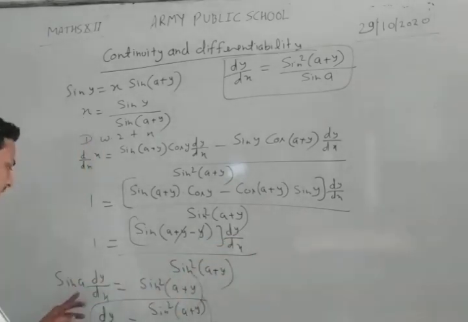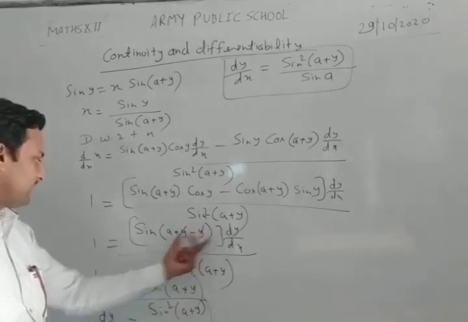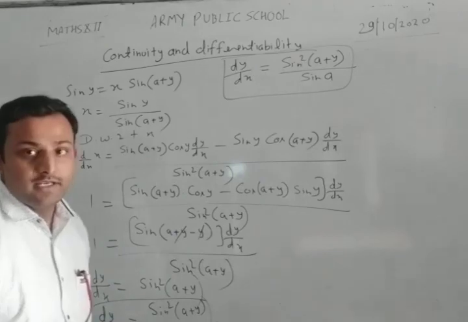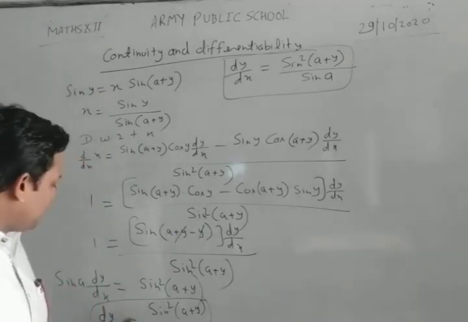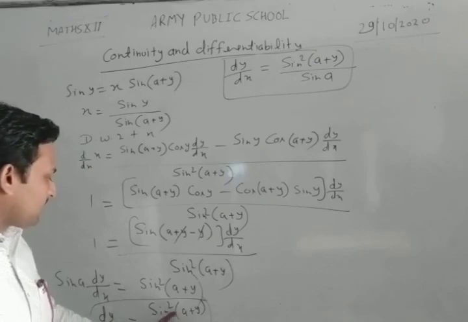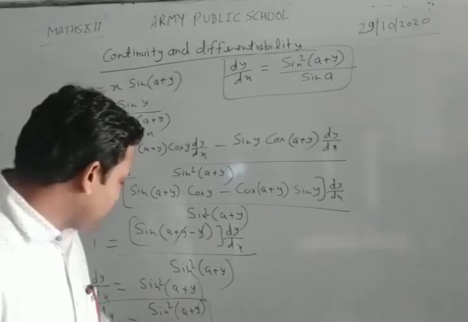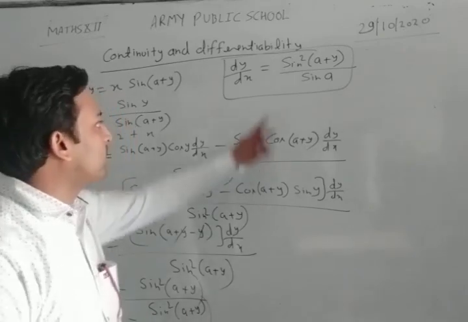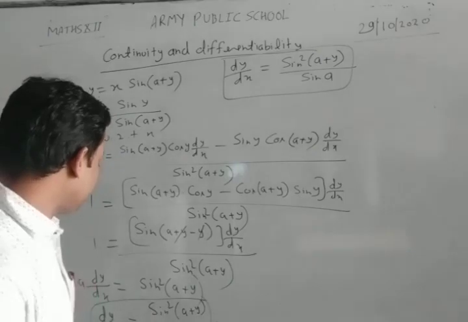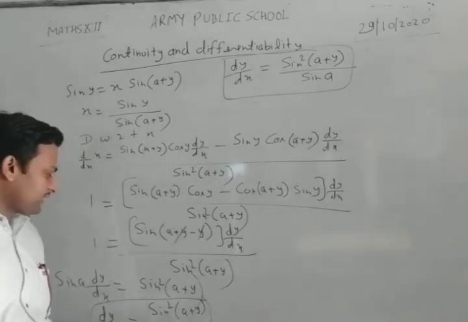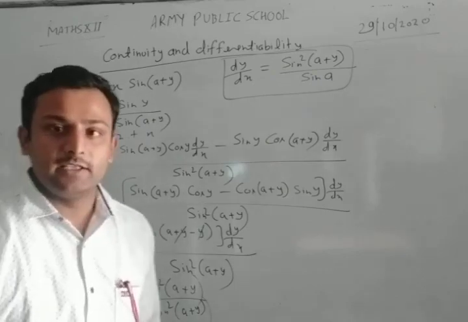Send this to the right hand side. Okay, we get sin square(a plus y), and this is sin a dy by dx, which is on the left hand side. So our dy by dx will be sin square(a plus y) divided by sin a. In this way we have proved that dy by dx is equal to sin square(a plus y) divided by sin a.